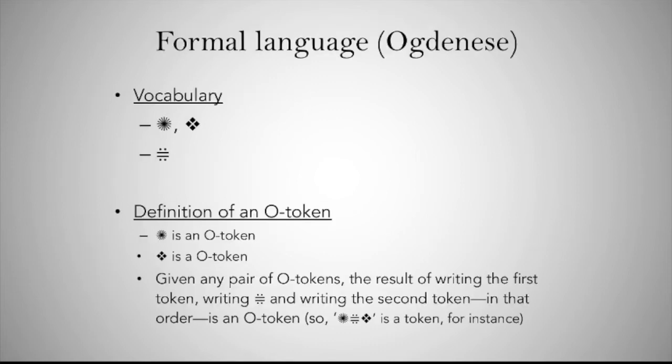Now, let's consider a logic machine working on a formal language which we'll call Ogdenese. This is the syntax of Ogdenese. On the top, we have the basic tokens composing its vocabulary: an asterisk, then something like four diamonds, and then another symbol. Then at the bottom, we have the formal definition of a token of Ogdenese, or O token. That symbol is an O token, that other symbol is an O token, and given any pair of O tokens, the result of writing the first token, writing that symbol, and writing the second token in that order is an O token. So here you have an example of a token of Ogdenese.